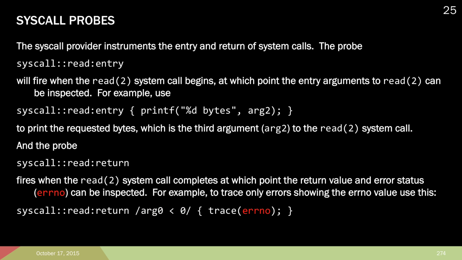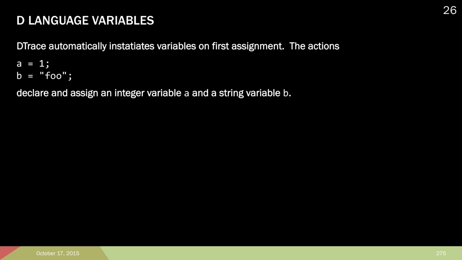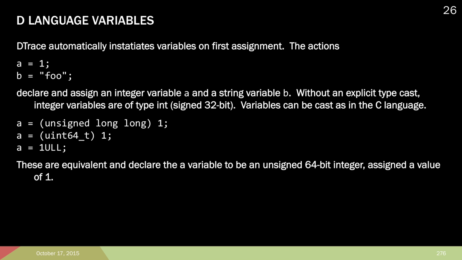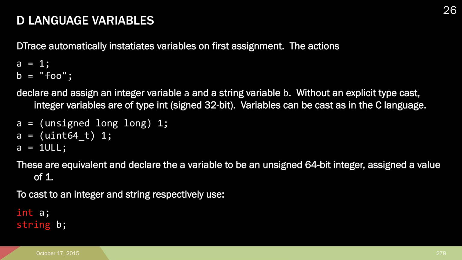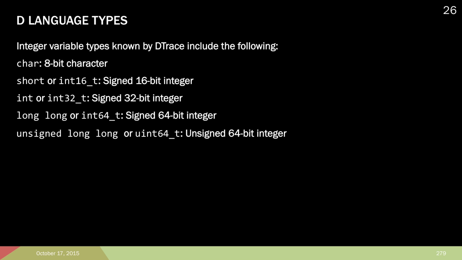DTrace: you do not need to declare variables before using them. By default, integer variables are of type int, signed 32-bit, but you can cast a number to change its type. All of these are the number 1 as unsigned 64-bit integers. Use int and string respectively to cast integers and strings.